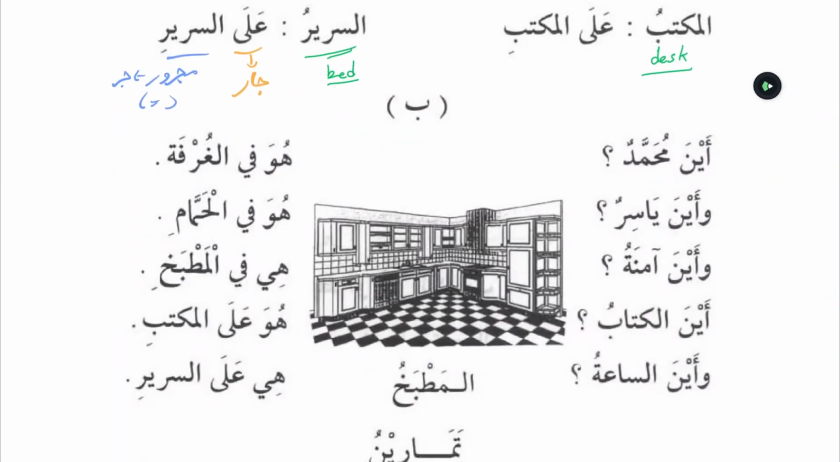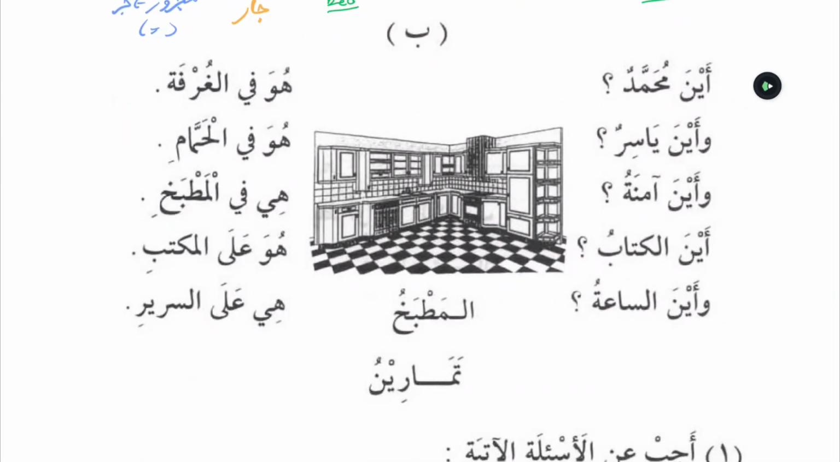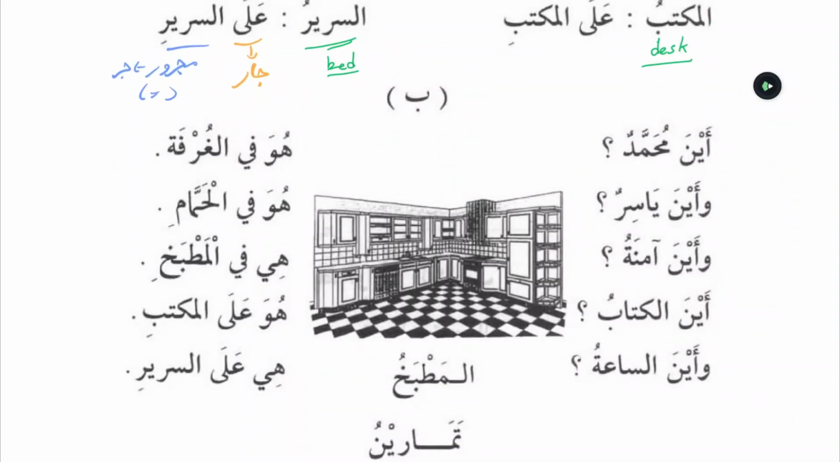Now he brings a few words for us to practice this. Aina Muhammadun. Aina means where. It's used for questioning. It means where. Aina Muhammadun? Where is Muhammad? So you answer Huwa fil ghurfati.